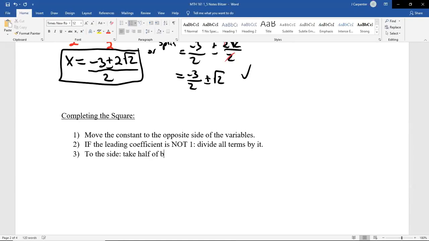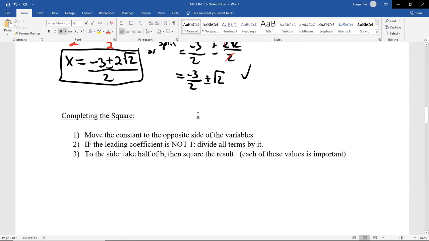Take half of b. Oh, and I have this written previously. I'll write it again. It's the top of completing the square after this step. Take half of b, then square the result. Each of these values is important.